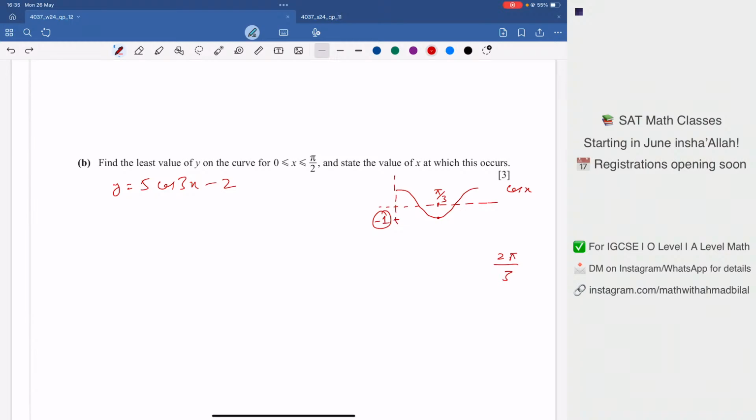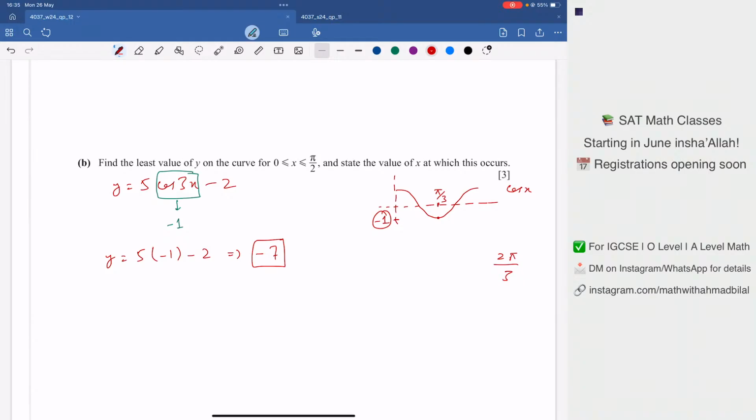All we have to do is just input this whole thing as minus 1 and see what value of y you get from that. Let's try that. It becomes y equals 5 into minus 1 minus 2, and the value that I get from that is minus 7. That's the least value. That's the least value of y that we get from this.